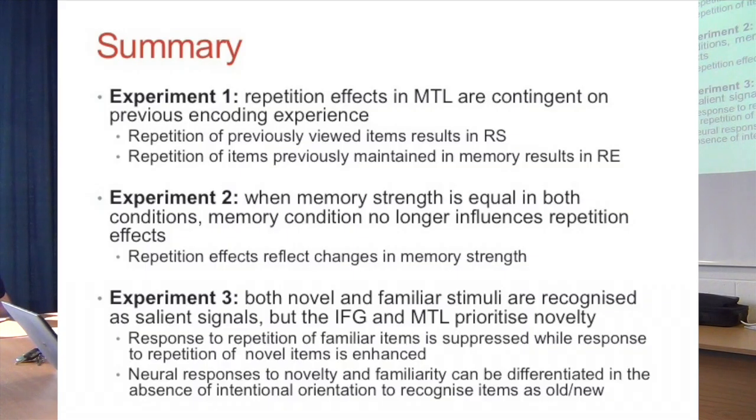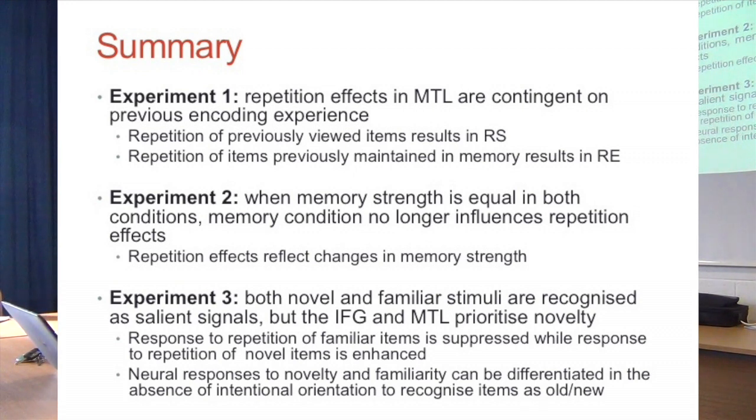Okay, so just to summarise overall then, in the first experiment we saw repetition effects in the medial temporal lobe are contingent on previous encoding experience. So repetition of previously viewed items results in repetition suppression, whereas repetition of items that have previously been maintained in memory results in repetition enhancement. In experiment 2, we found that when we equalised memory strength across both of these conditions, that memory condition no longer influenced repetition effects, and this implies that the repetition effects simply reflect changes in memory strength.